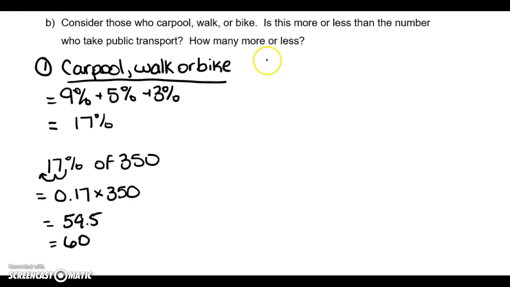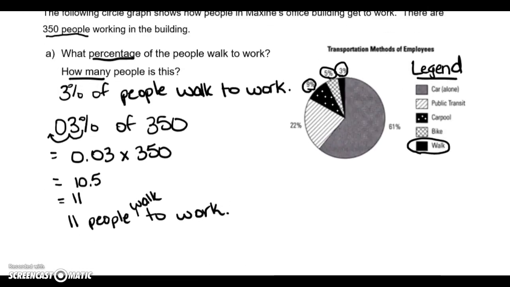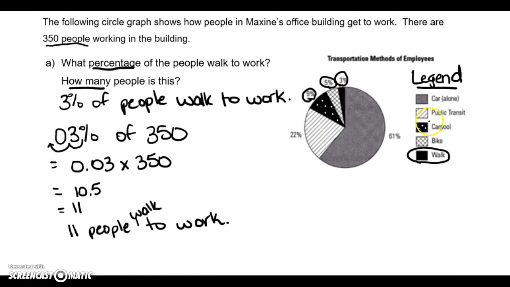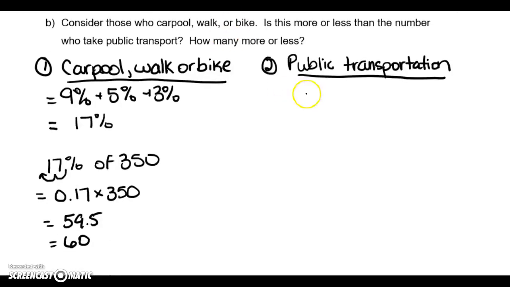Then what we can do is find out how many people take the public transportation. So let's go back up to our circle graph and see what percentage of people take public transportation. That one here is the one with just the diagonal lines, and that one there is 22%. So we're just going to find 22% of 350 people.